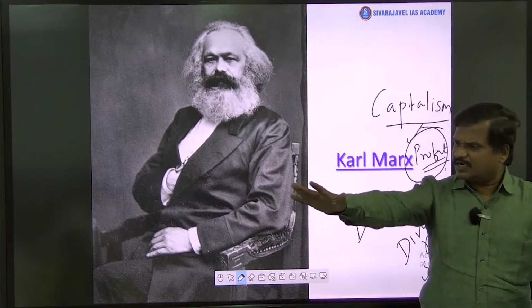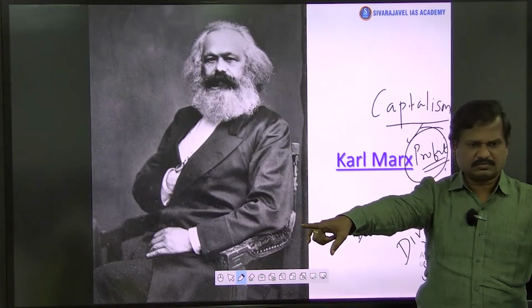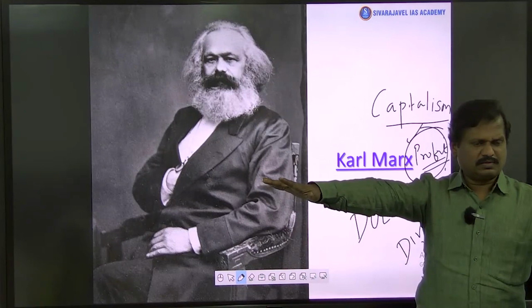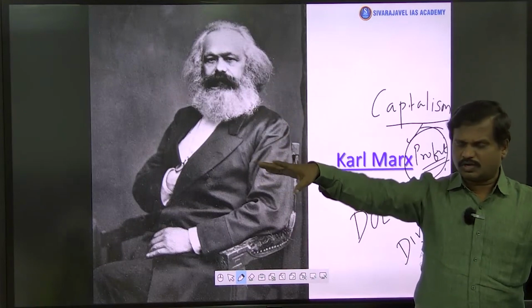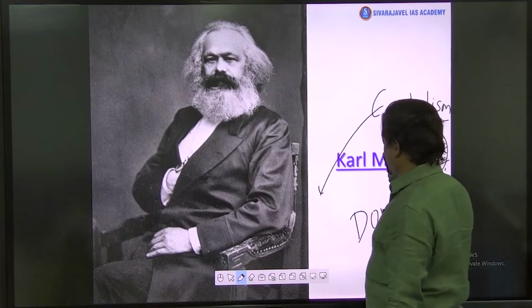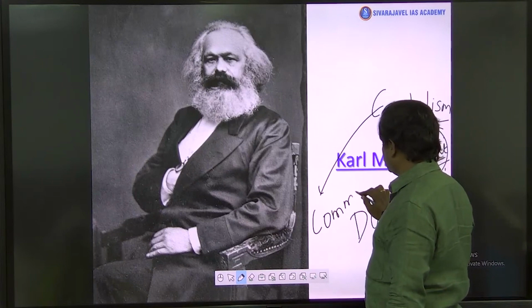When money is in the hands of everyone, no one is rich, no one is poor. Now everything is distributed to everyone. There is no owner, there is no non-owner. So that society is a solution for exploitation in capitalism. That society is called communism.